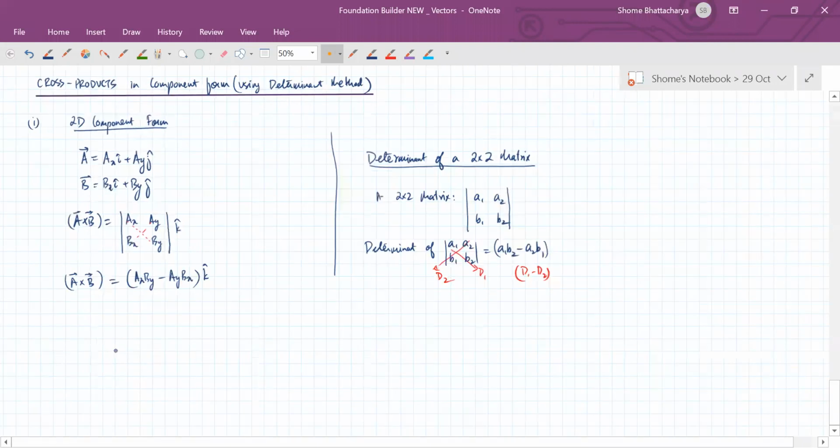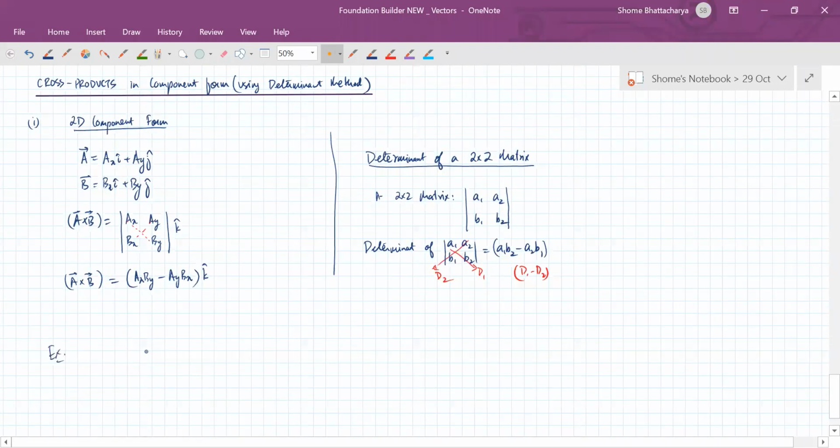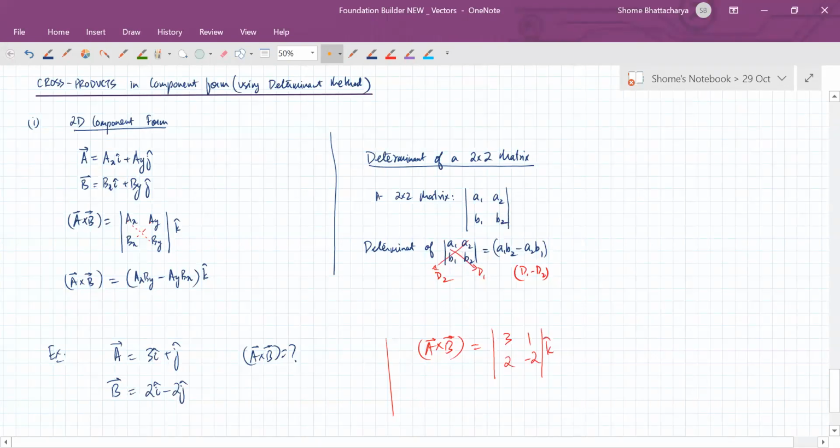Suppose I have the vector A, which is 3 i cap plus j cap, and the vector B, which is 2 i cap minus 2 j cap. And I want to calculate A cross B. Since A and B are both in the xy plane, I will draw a 2 by 2 matrix. The first row will have A's components, which are 3 and 1. The second row will have B's components, which are 2 and minus 2. And I'll put k cap on the side.